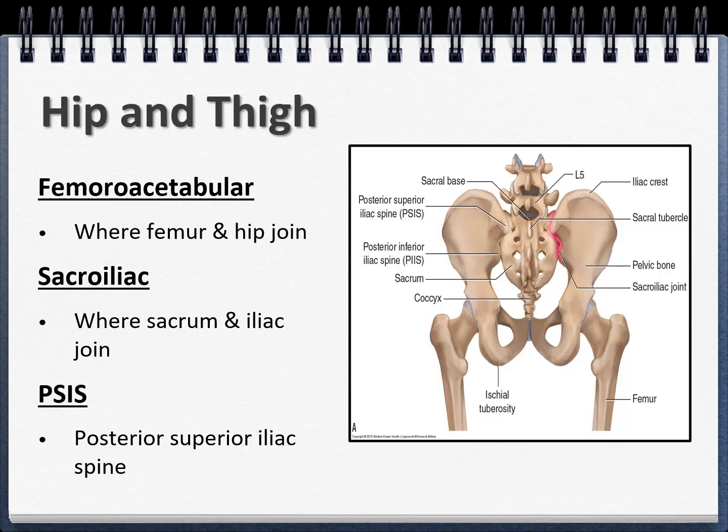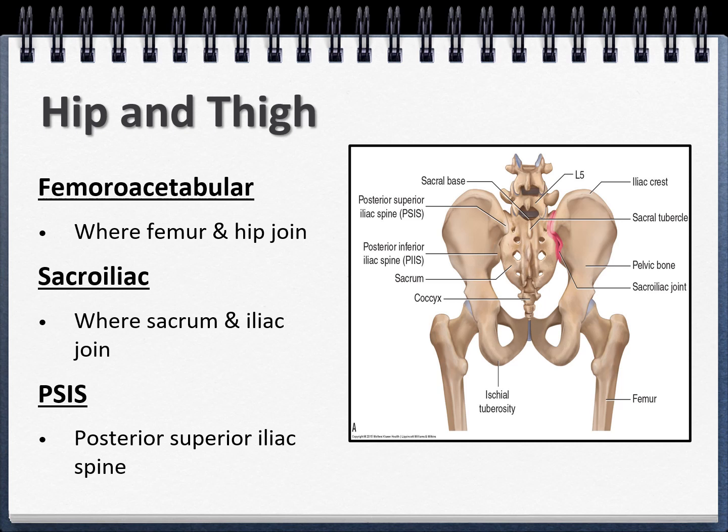The femoroacetabular is where the femur and the hip join. So that's known as femoroacetabular. Can't even say it myself. Femoroacetabular joint. The sacroiliac joint is where the sacrum and the ilium join. So that very fine line where the sacrum and the iliac bone join together.